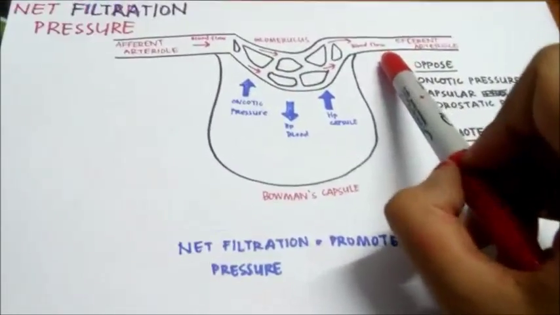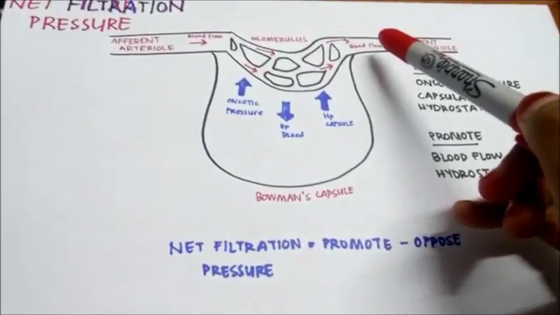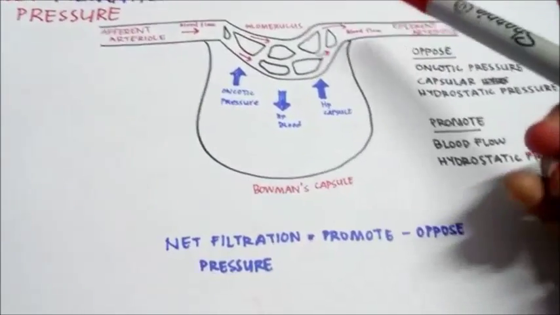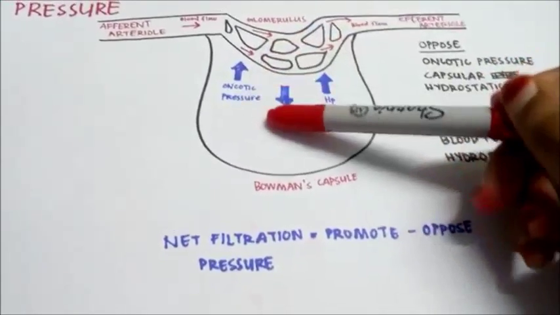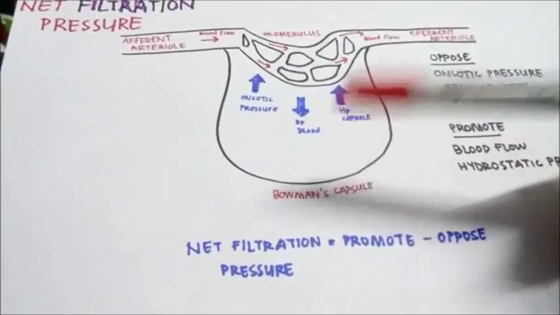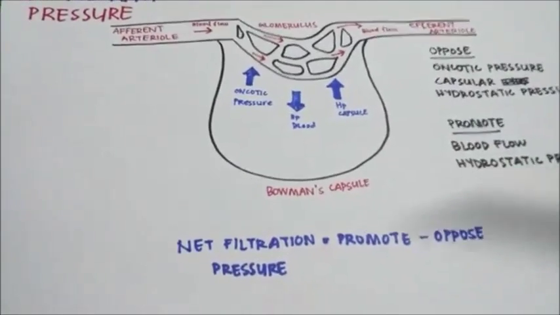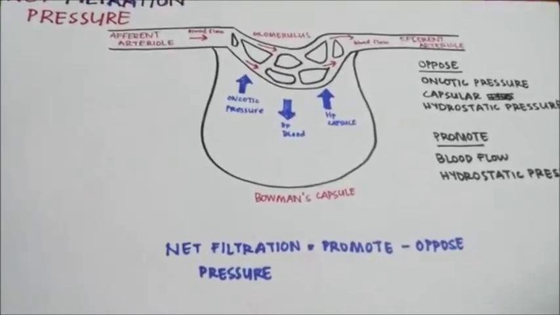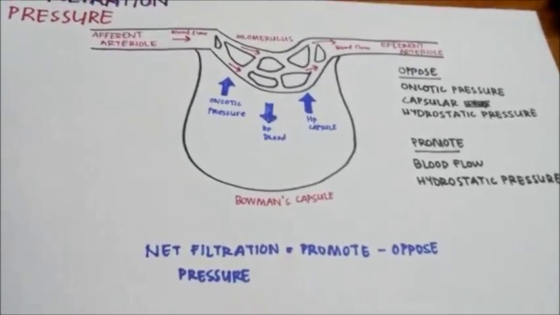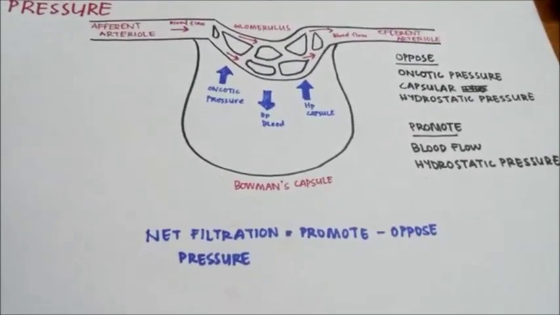Here we can say that the higher the blood pressure, the higher the hydrostatic pressure, and more glomerular filtrate is filtered out to the Bowman's capsule. It's like a balloon. If the balloon has a small hole and we blow air into it, more air goes into the balloon and more air is released out from the small hole. That is the analogy here.